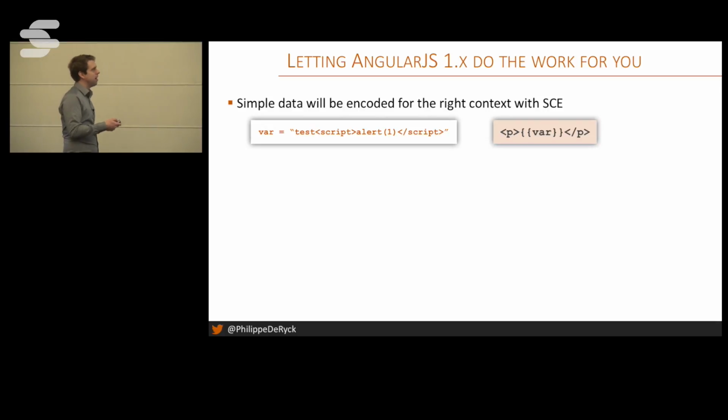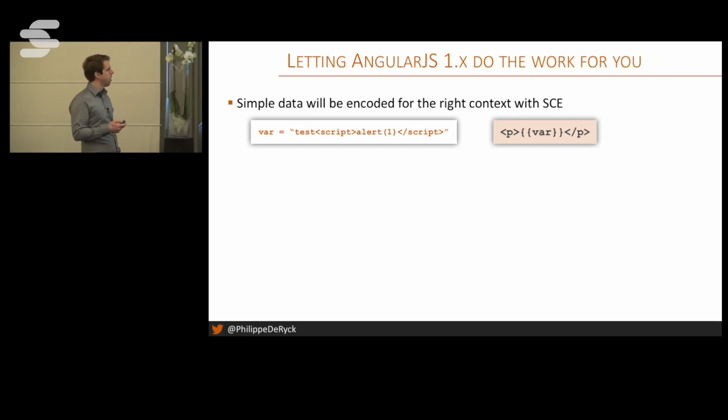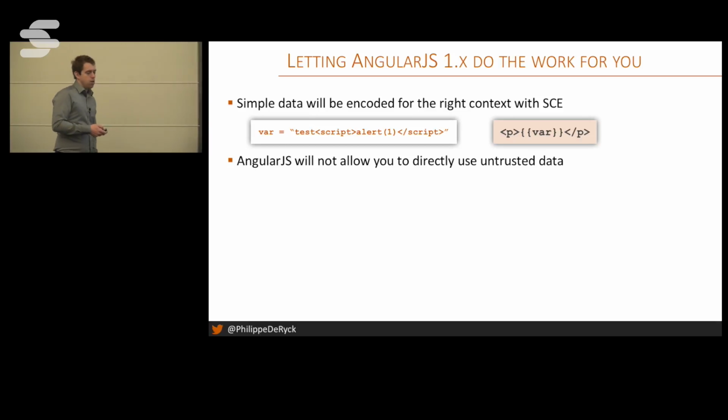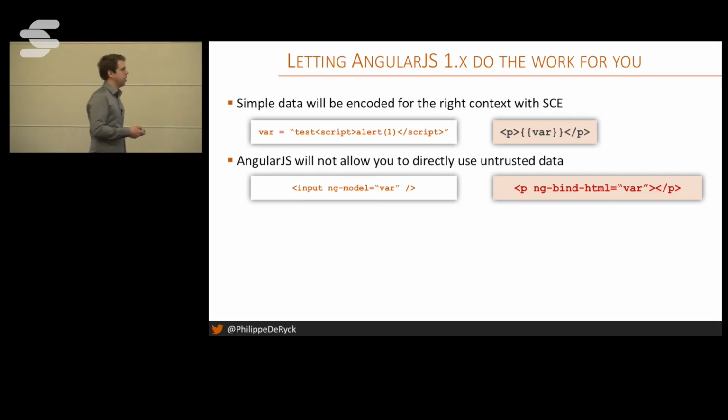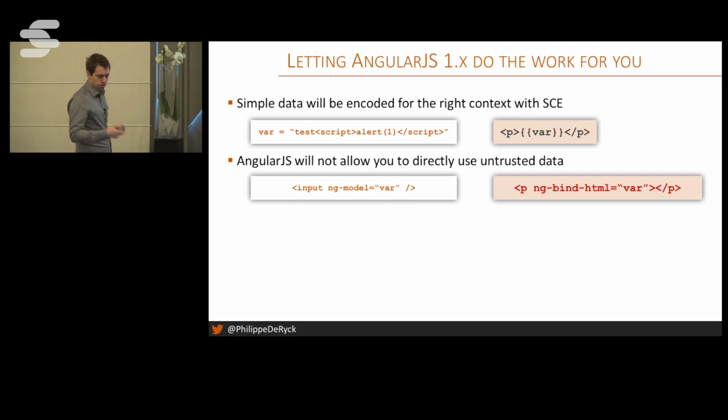Angular 1, by default, escapes your data. So if you have something like this, SCE will be applied, and you will get encoded output. So no cross-site scripting there, which is actually very good. That's a default scenario, so it covers most cases. If you want to use HTML in the output, AngularJS 1 will not allow you to do that. It will simply give you this error that we saw before and say, don't do this.